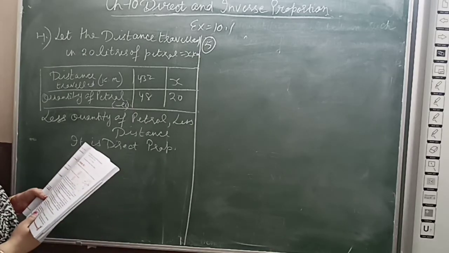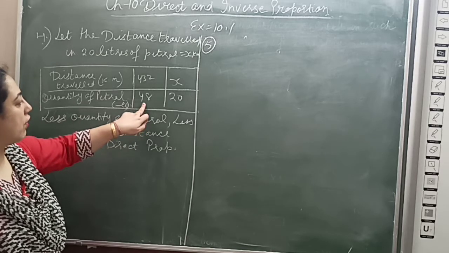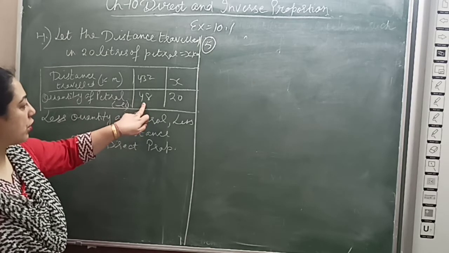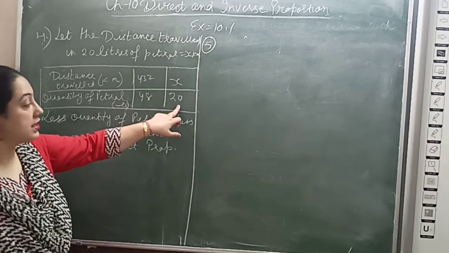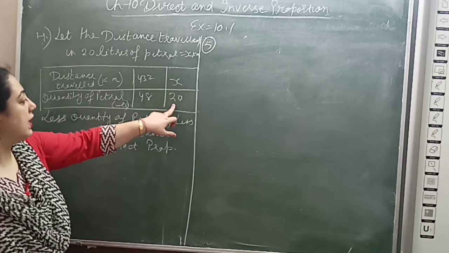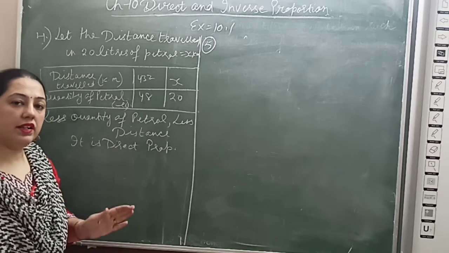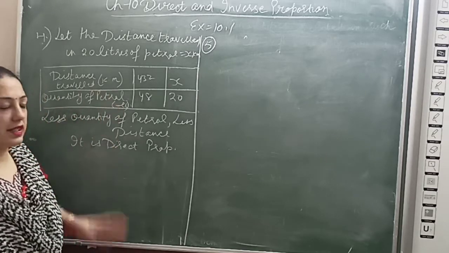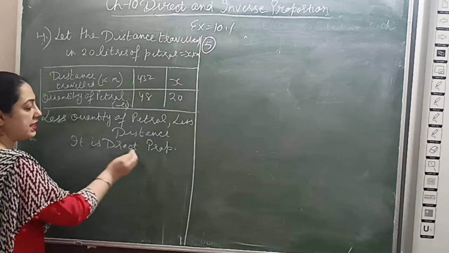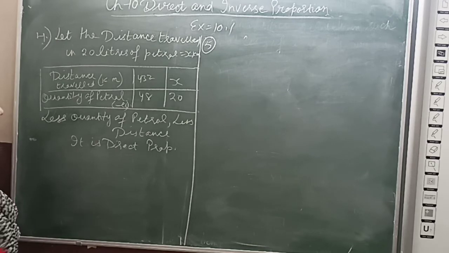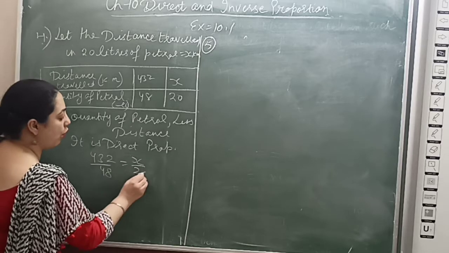Now, according to the statement, when the car covers 432 km, then it requires 48 liters of petrol. Now, when the quantity of petrol decreases from 48 to 20, it means it covers a less distance, because whenever the quantity of petrol decreases, then the vehicle covers a less distance. So I write down: less quantity of petrol, less distance. So it is direct proportion. Now I write down 432 over 48 equals x over 20.